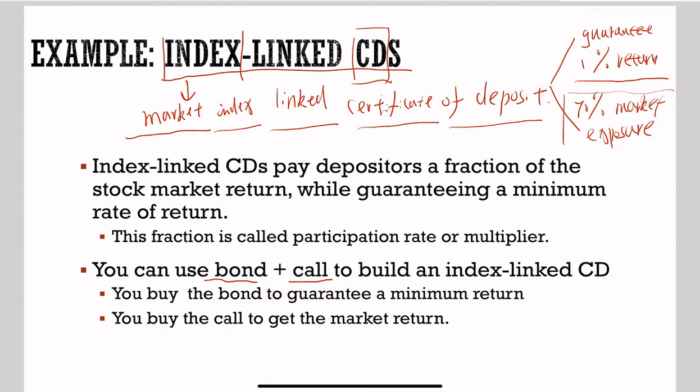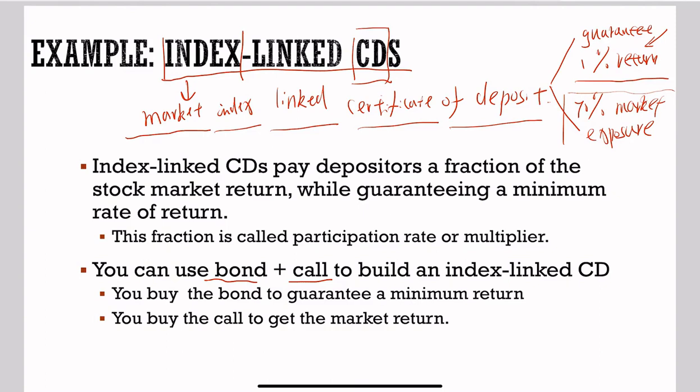It's actually pretty simple. But then the question is, how could you allocate your money? So let's say you want to guarantee 1% return and you have $10,000. How much money should you put into this bond? And how much money should you put into this call option on the market index? So that's the real question here.